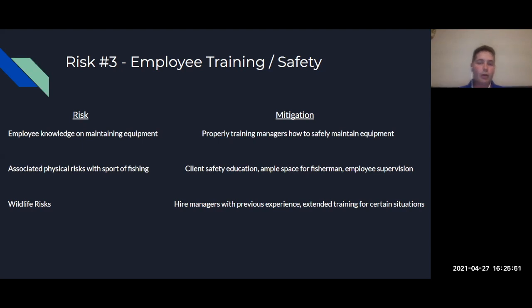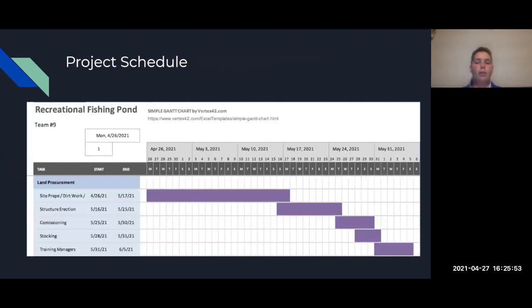And lastly, I'm going to go over the project schedule for what we think for getting this operation started. So after procuring the land, we're planning on a month and a half project schedule. We understand that this is progressive, but the sooner it's completed, the sooner our clients can create revenue.